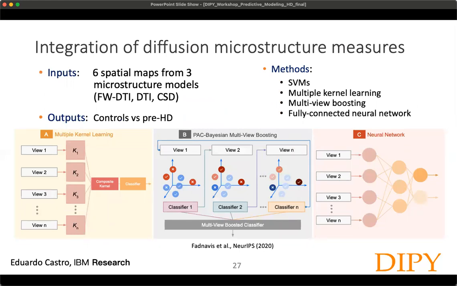As you could see from the previous slide, we looked at 6 spatial maps that were derived from 3 microstructure models. And we analyzed 2 different macro approaches. So first, actually you could say there are 3. We could look at each microstructure or each spatial map being analyzed separately. It will be just a single modality. I'm going to use the term modality here. A single modality being analyzed separately, independently.